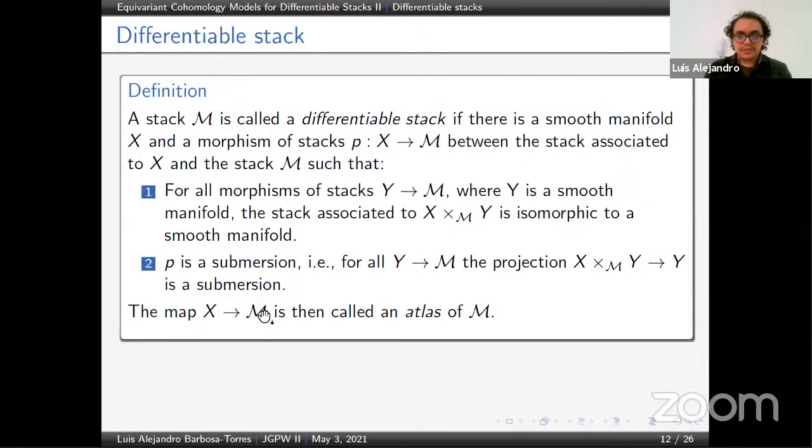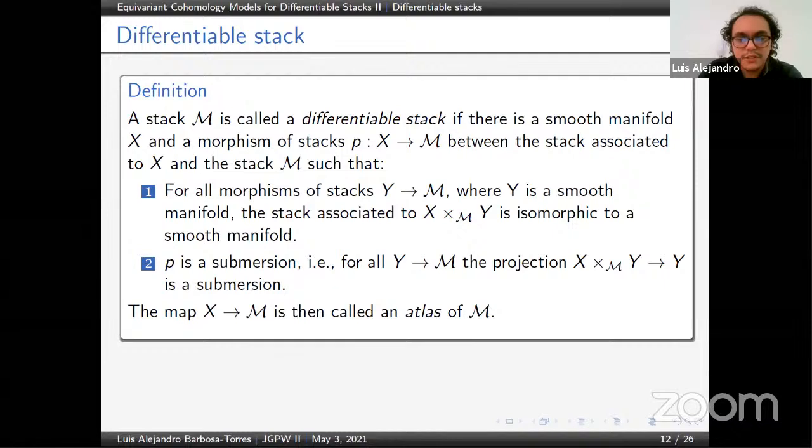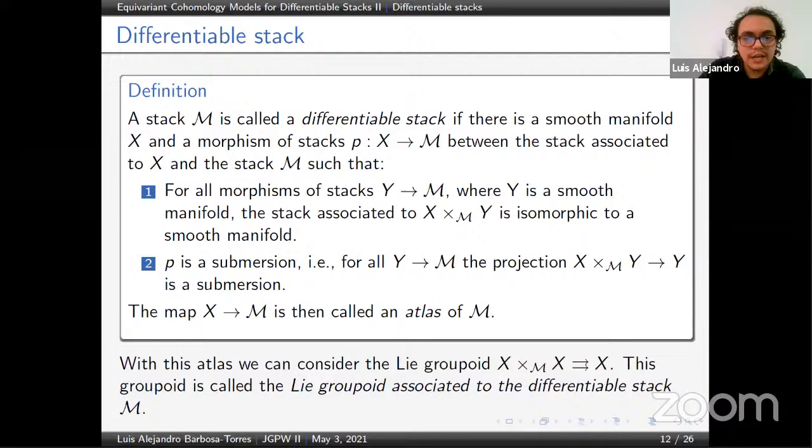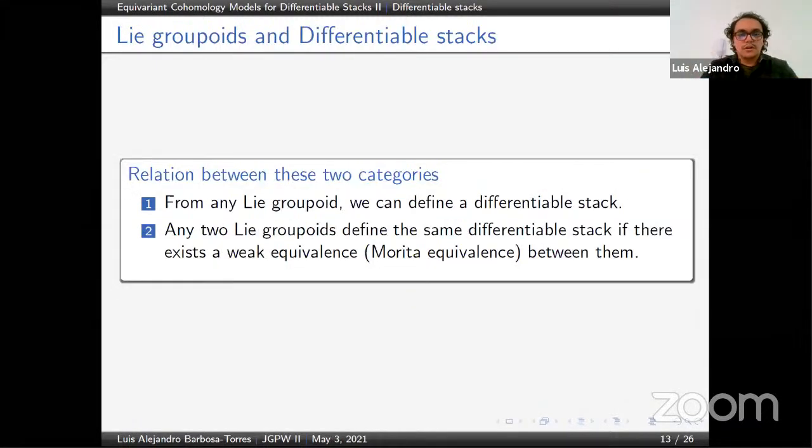And why is this important? Well, using an analog of the fundamental groupoid, you can associate to a differential stack a Lie groupoid in this way. Okay, so this is going to be the Lie groupoid associated to the differential stack. So from differential stacks we can go to Lie groupoids, and these two categories have a really strong relation. So we are going to make a small review of that.